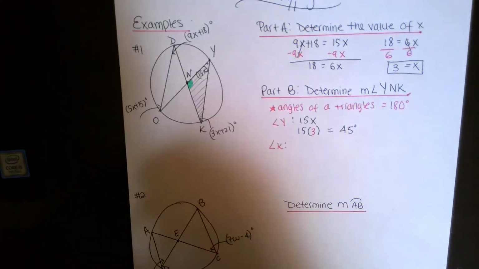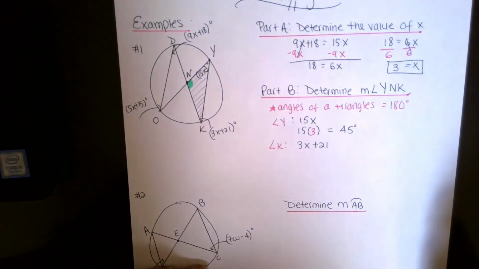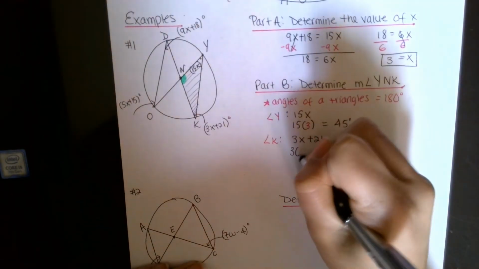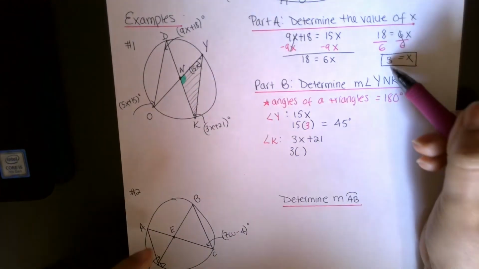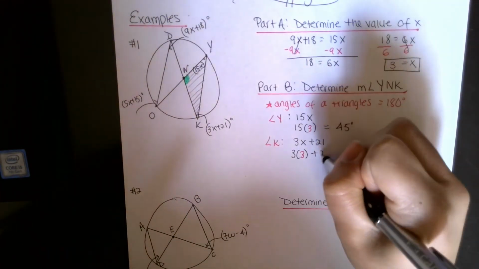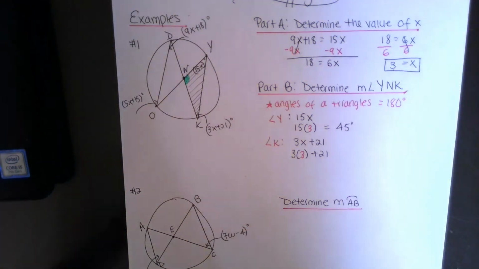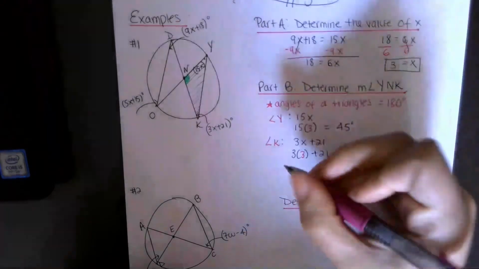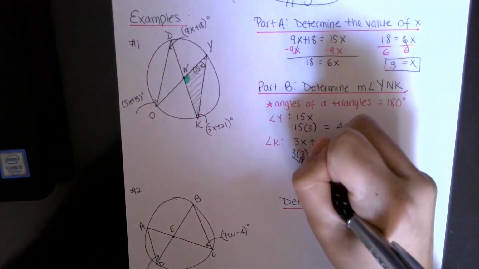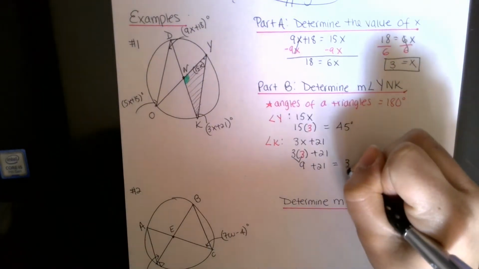Angle K says it is 3x plus 21. So it's 3 times my x value; we're substituting in, so it's 3 times 3 plus 21. We're going to do order of operations, PEMDAS. You're going to do multiplication first. So you have 3 times 3 is 9, plus 21. That means angle K is 30 degrees.